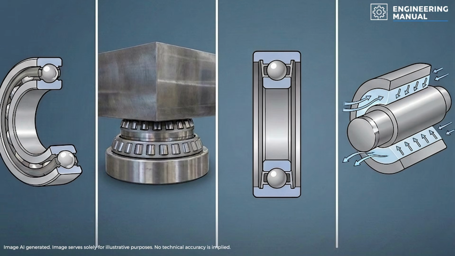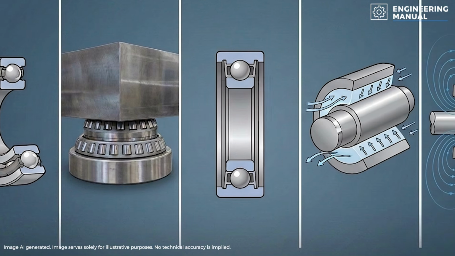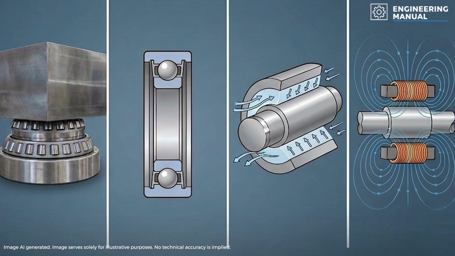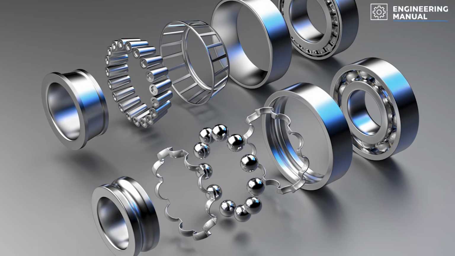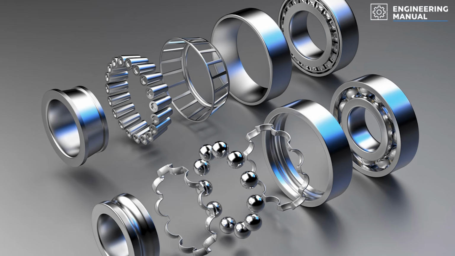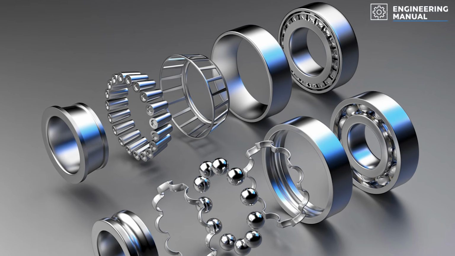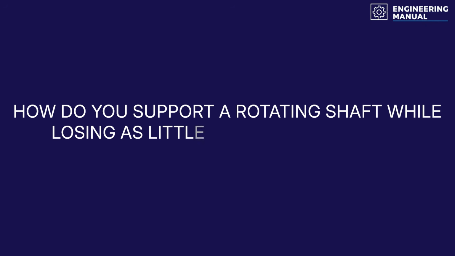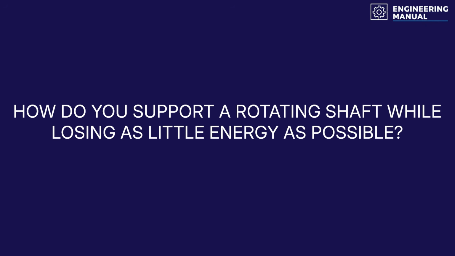Every answer produced a different type of bearing, and every bearing represents a different engineering compromise. Understanding bearings is about understanding which problem each geometry was invented to solve. Let's start with the simplest question. How do you support a rotating shaft while losing as little energy as possible?